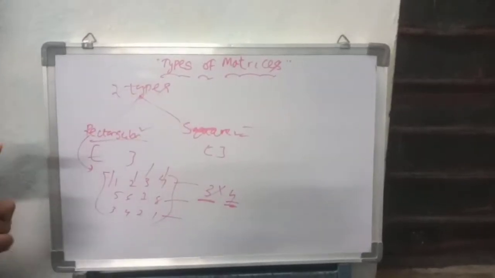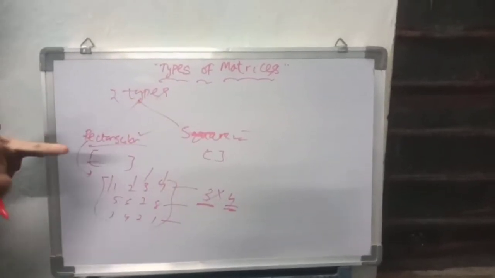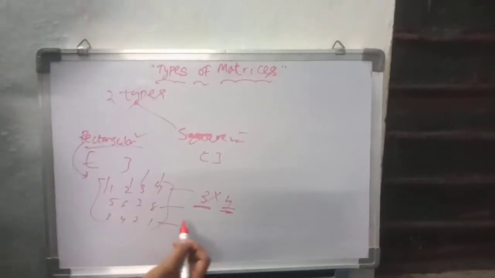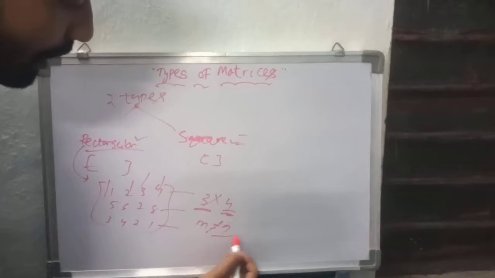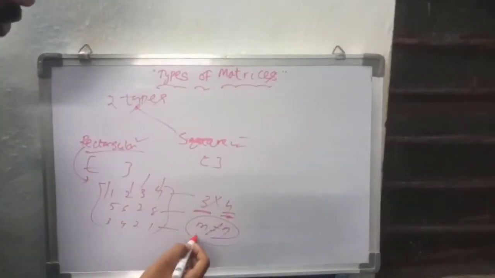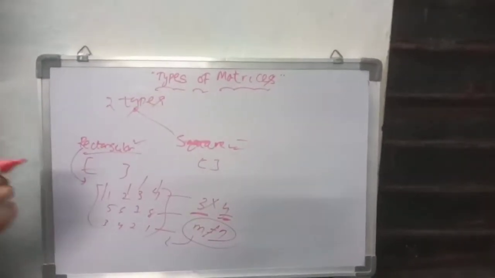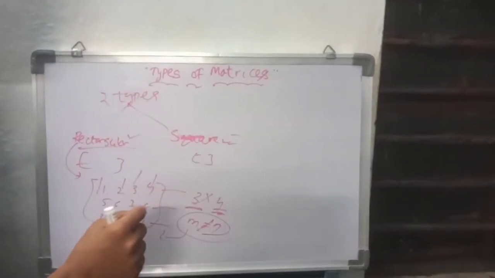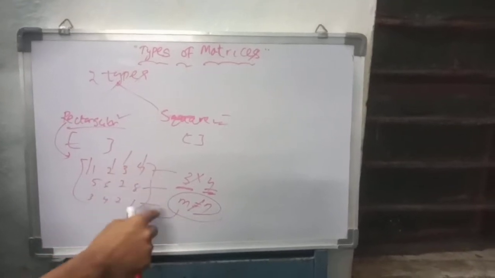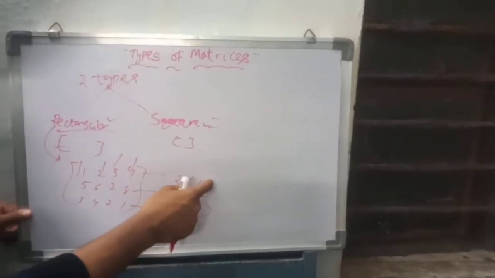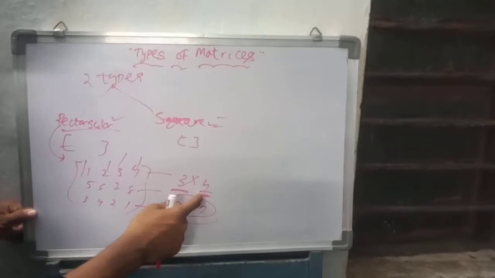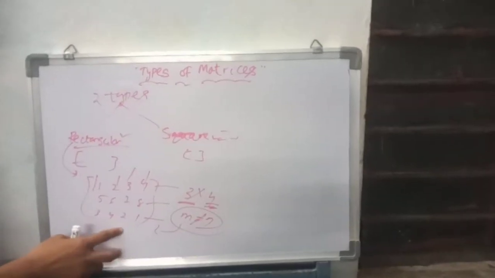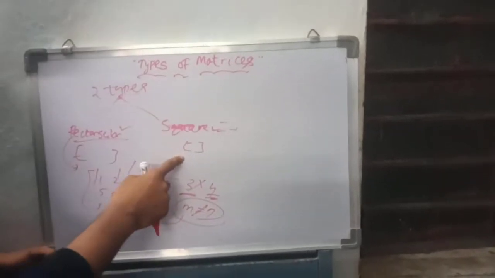If you see the question paper, when m is not equal to n, at that time it will be a rectangular matrix. So rows is not equal to columns. Here 3 rows and 4 columns are there, so 3 is not equal to 4. This is an example of a rectangular matrix. Rectangular matrix is already known, so now we move forward to square matrices.